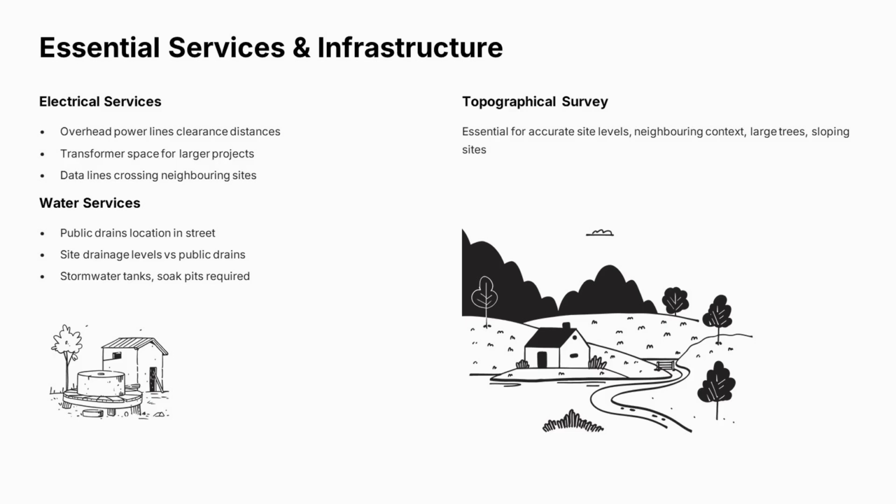Next, check the water services. This includes stormwater, wastewater, and water supply connections. Ask yourself, where are the public drains in the street? Are there any public drains running through the site? And is the site lower than the public drains, meaning pumps might be required?